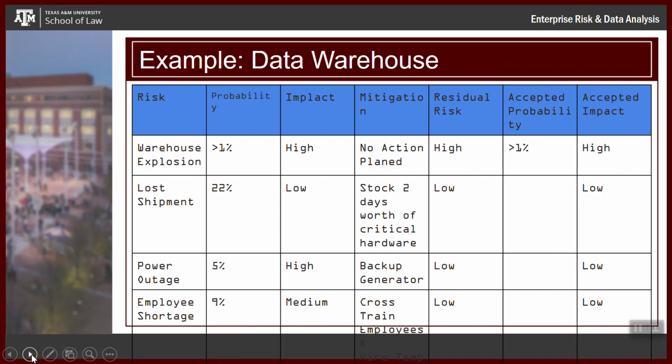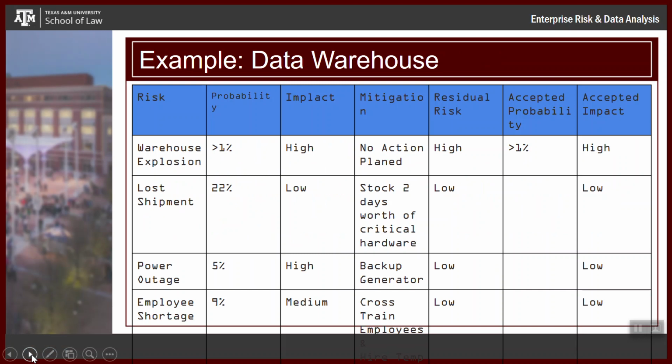Your residual risk is high. Your residual risk is what happens after an event occurs. Even if it had a small risk, what's your residual risk? And what's your probability you're willing to accept, and what's the accepted impact? So there's some that we can't do on a daily basis. We can't accept a lost shipment, power outage, what's the residual risk?